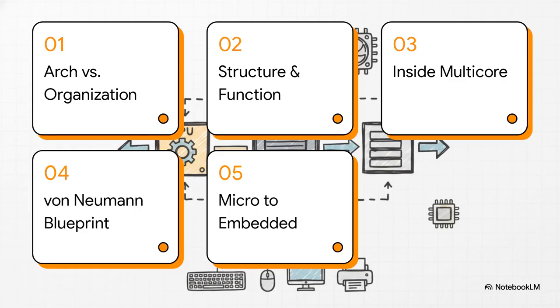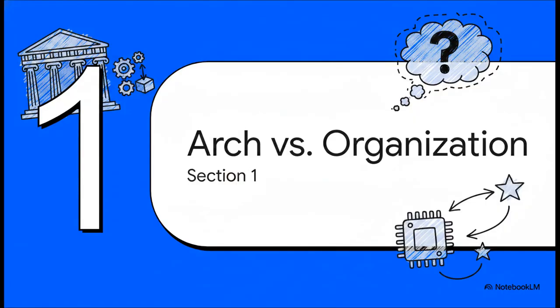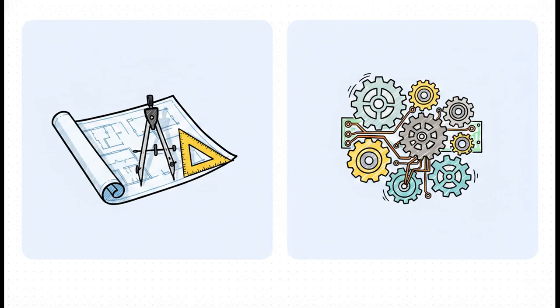Let's get started. Section 1. Architecture versus organization. This is kind of the classic point of confusion for new students, and clearing it up forms the absolute essential baseline for everything else we're going to discuss. So, the crucial point is understanding the difference between these two terms, which honestly people frequently and mistakenly use interchangeably.